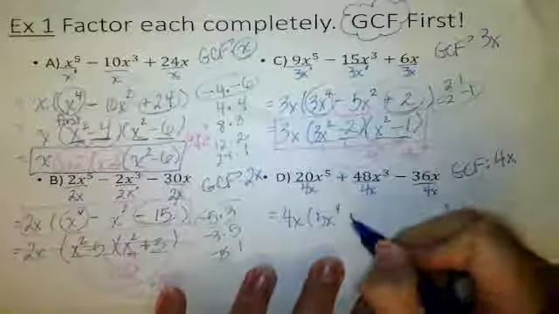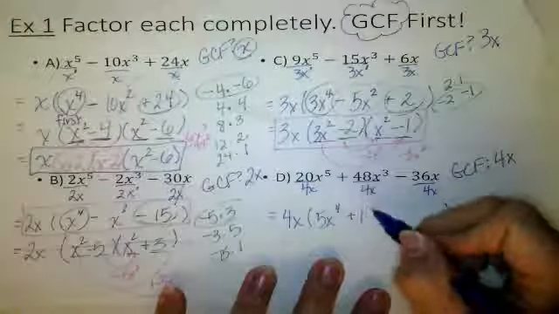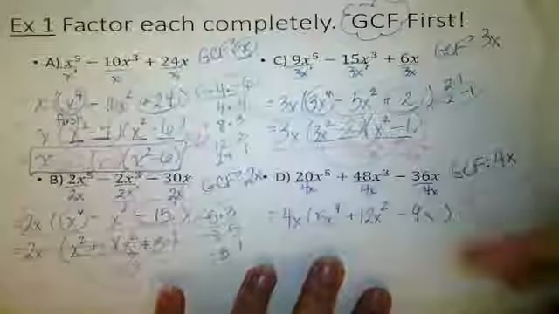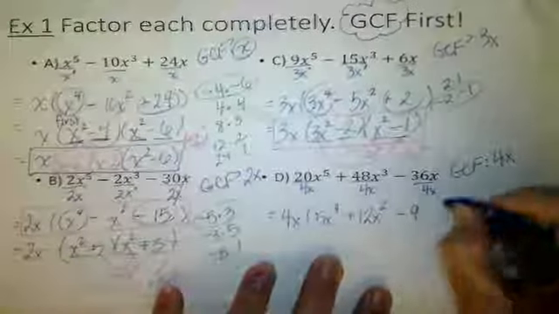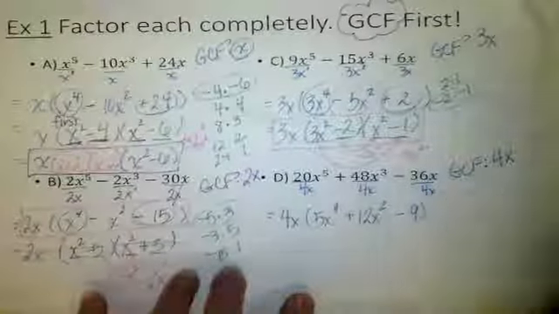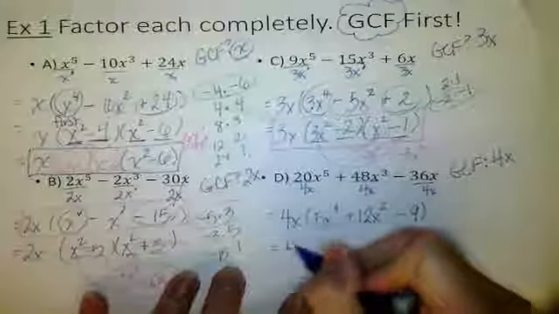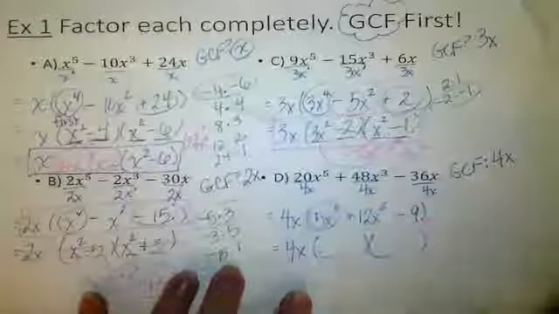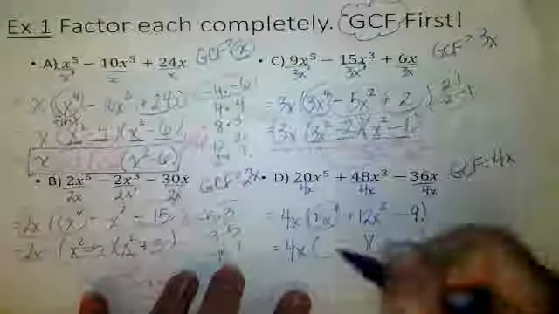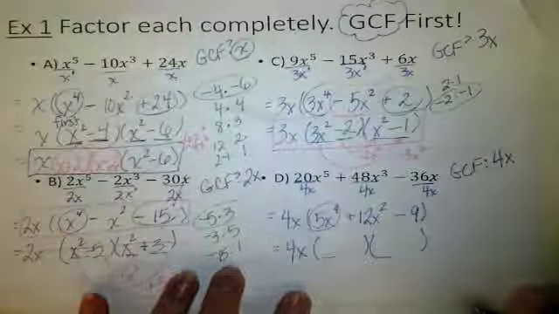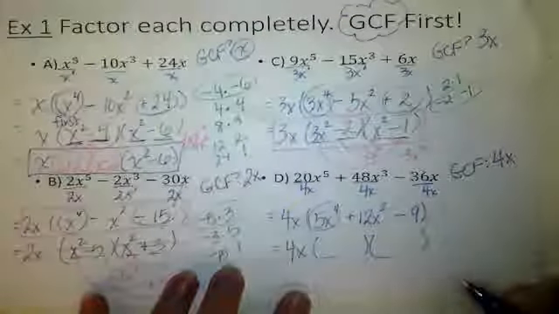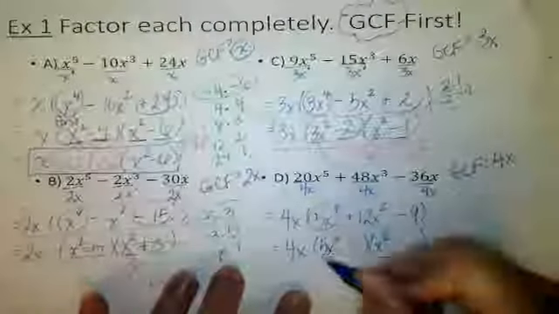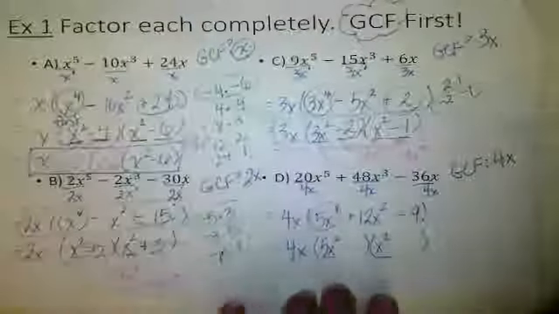5x to the fourth plus 12x squared. 36 divided by 4 is 9. The x's go away. That's nice. I have a trinomial. I'm going to try to factor. First times first has to be 5x to the fourth. What times what is 5x to the fourth? 5x squared and 1x squared. There you go. 5x squared times 1x squared is 5x to the fourth.